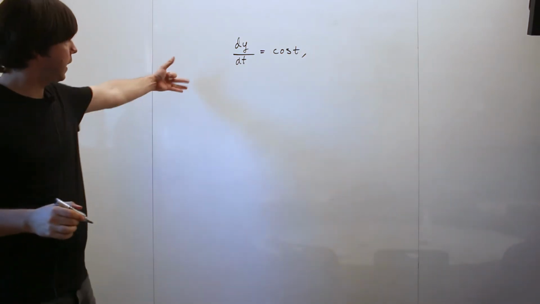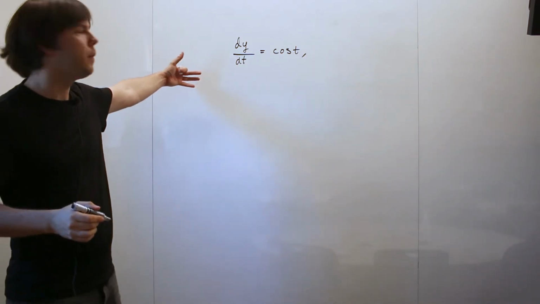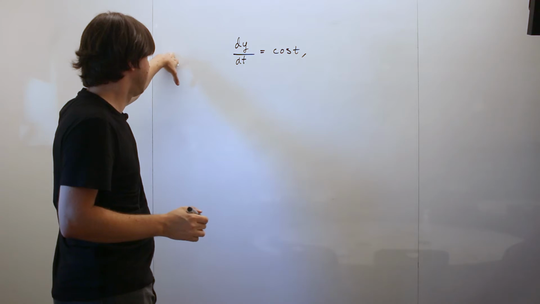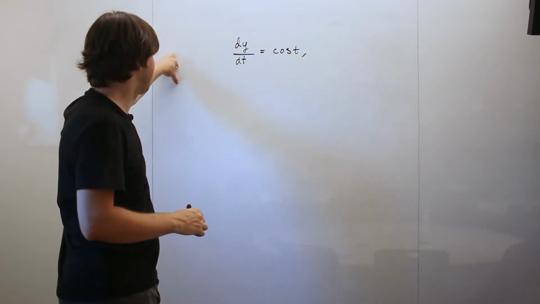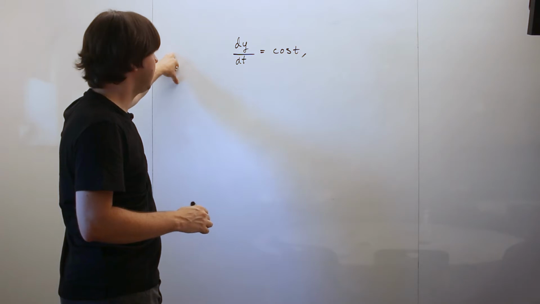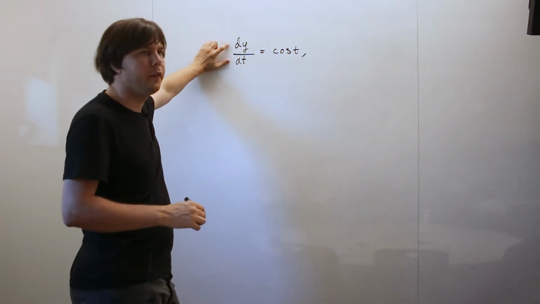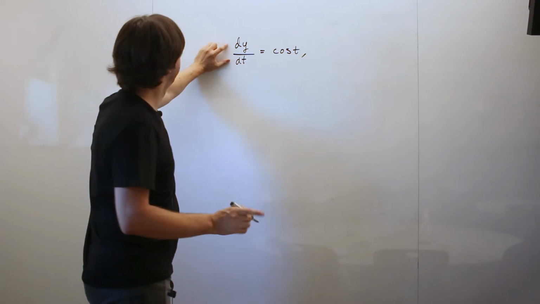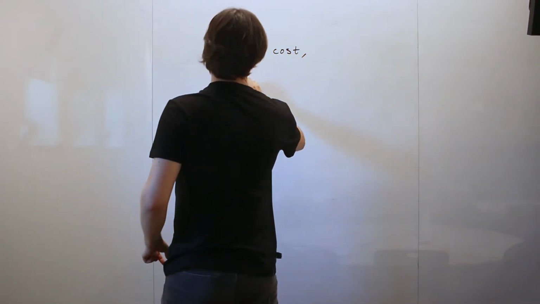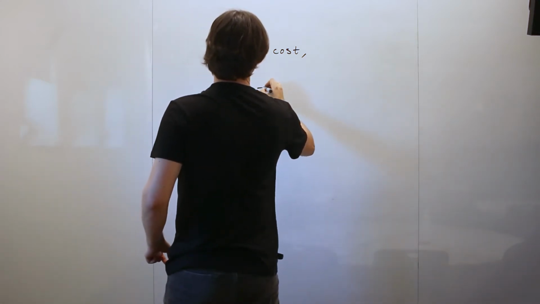Okay, so here's our separable differential equation. What we can do, and it's maybe not 100% kosher, but we can treat this derivative as if it was a fraction. I'll do it both ways. First I'll do it the simple way. The simple way is we multiply both sides by dt.